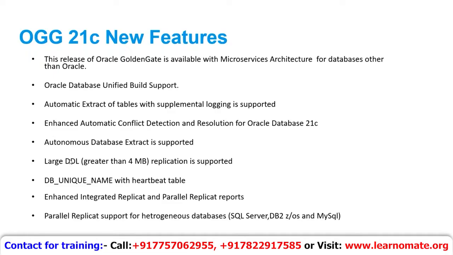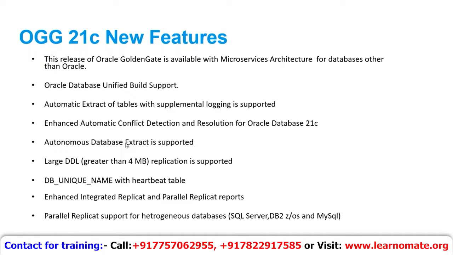Then autonomous database extract is supported. Now Oracle has Oracle Autonomous Database in the cloud, right? Until 19c, only replication to autonomous database was supported, but extraction wasn't supported. But from Oracle GoldenGate 21c, extraction from autonomous database has been introduced. So extraction of data from autonomous database is also supported.